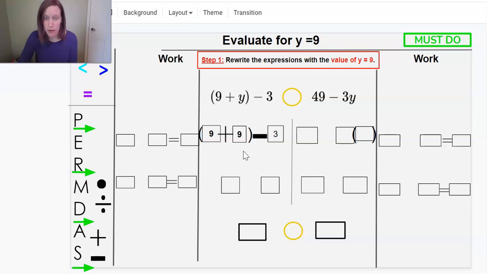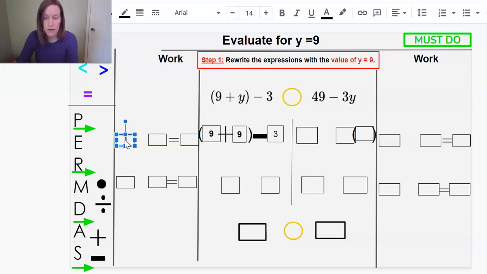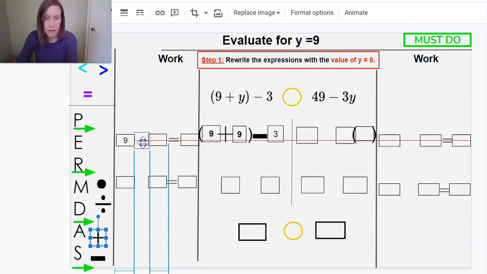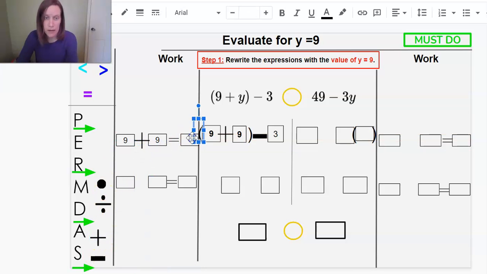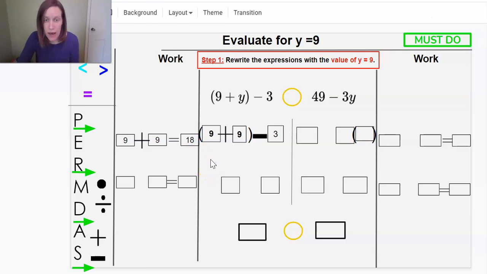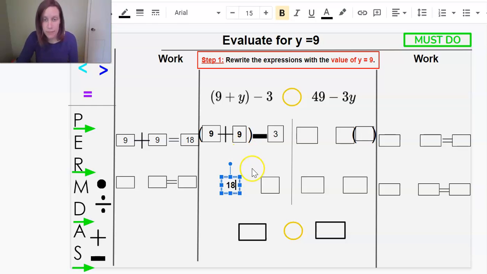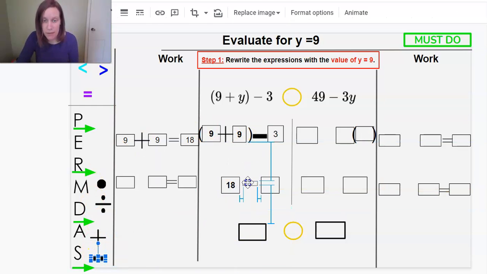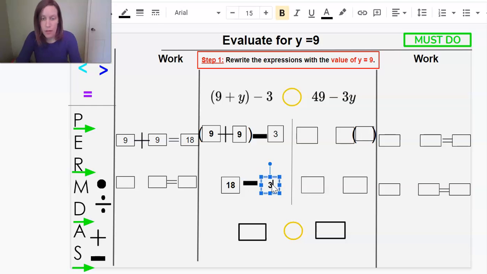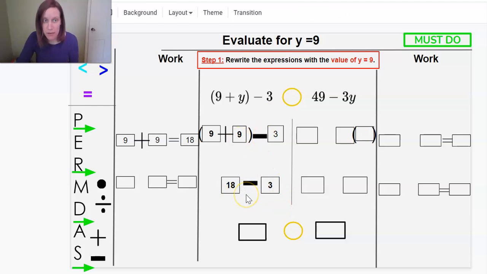Then I follow order of operations. So the first thing I see over here in my order of operations is that I have to do parentheses first. I have parentheses right here. 9 plus 9. So I'm going to make sure I put that right here. 9 plus 9 equals 18. So now I rewrite my expression, but instead of writing that 9 plus 9, I'm putting 18 minus 3, because I haven't done that part of my problem yet.